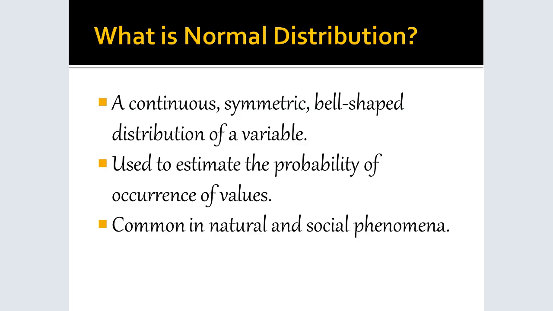So what is normal distribution? The normal distribution is a continuous, symmetric, bell-shaped curve. It's used to estimate the probability of different values occurring in a dataset. We see normal distributions everywhere, in nature, in business, and in social science data.